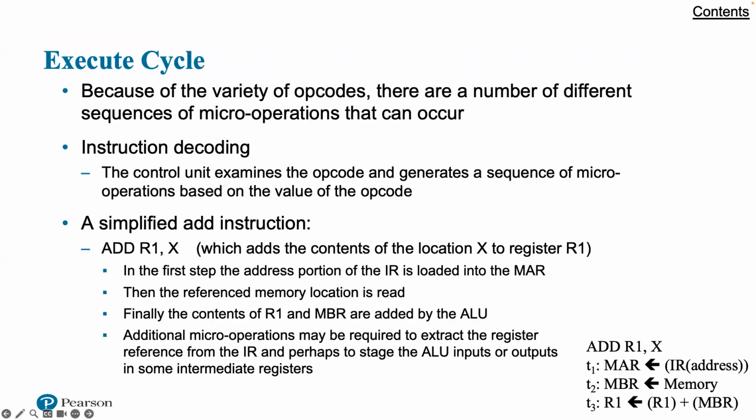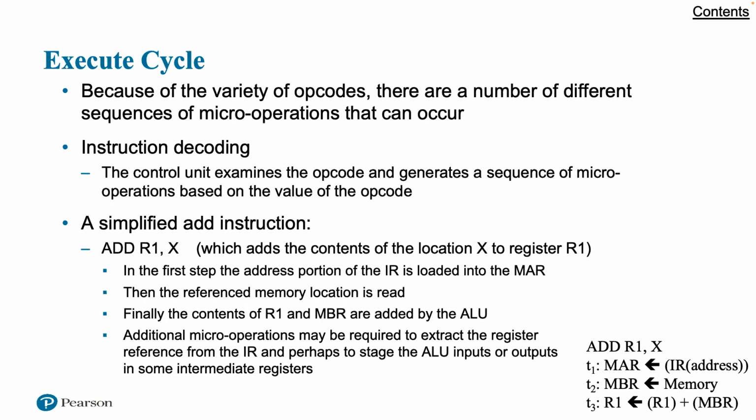The fetch, indirect, and interrupt cycles are simple and predictable. Each involves a small fixed sequence of micro operations, and in each case, the same micro operations are repeated each time around. This is not true of the execute cycle because of the variety of opcodes. There are a number of different sequences of micro operations that can occur.